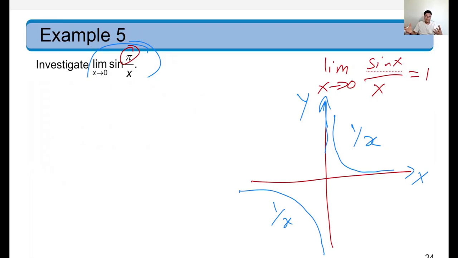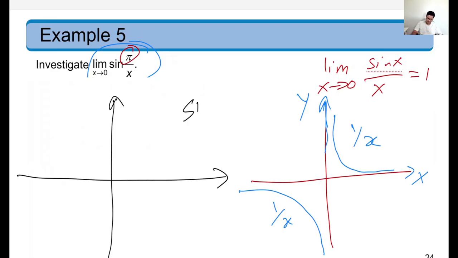But how will this change? Very fast, because 1 over x is rapidly changing. It's rapidly going to infinity. So the values of sine of 1 over x will rapidly fluctuate between 1 and minus 1. So the whole graph of sine of 1 over x would be like this. Pi doesn't matter, it's just a constant, it will only stretch the graph horizontally, but the overall behavior does not change because of that.